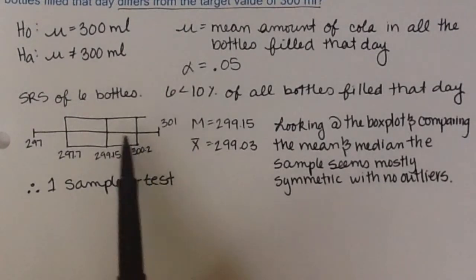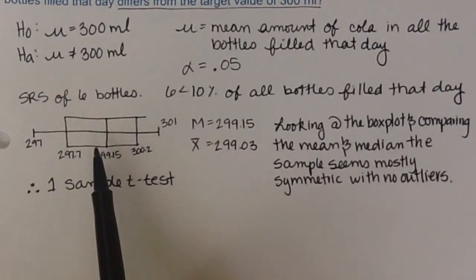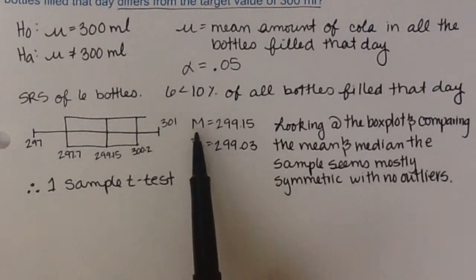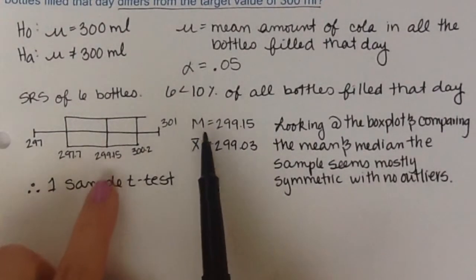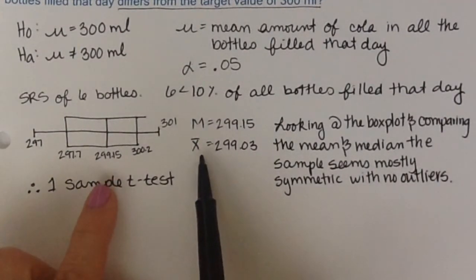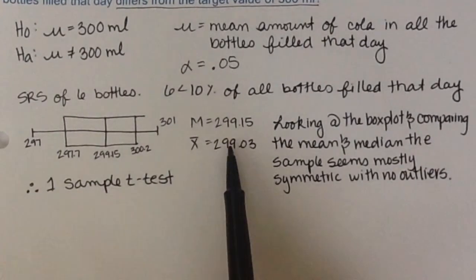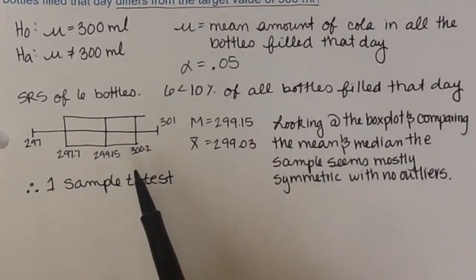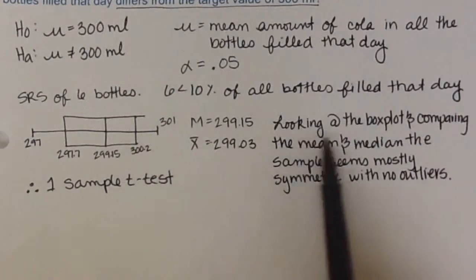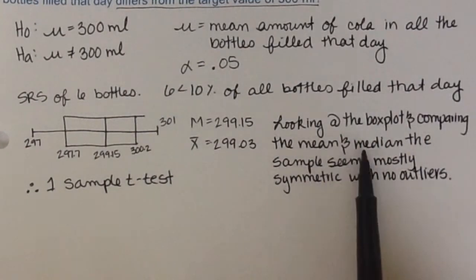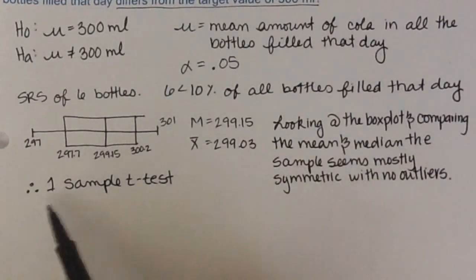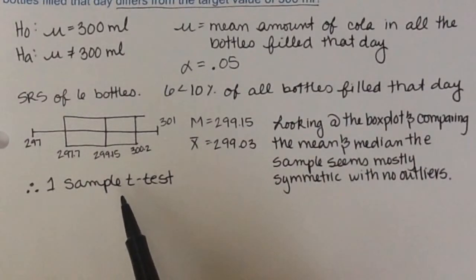Okay, so I've included a picture of my box plot in my answer. I also went ahead and found the median, which came from my box plot, and I did the 1-var stats to get what my mean is as well. Now, because those are almost identical, that tells me that this graph is pretty close to being symmetric. So looking at the box plot and comparing the mean and median, the sample seems mostly symmetric with no outliers. Therefore, I can use a one sample t-test.